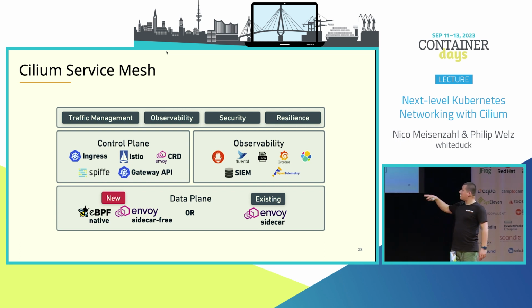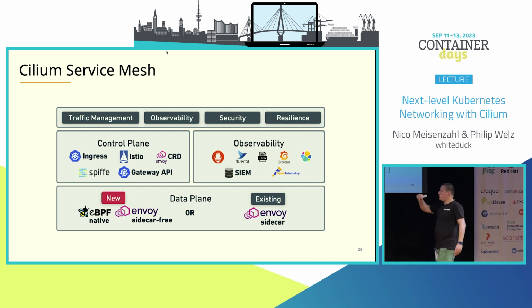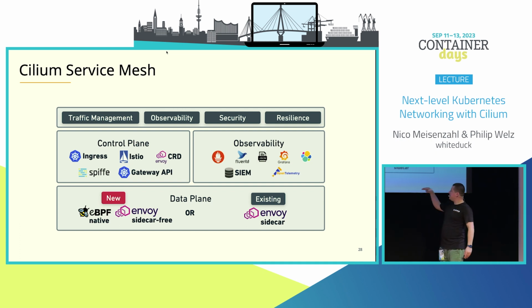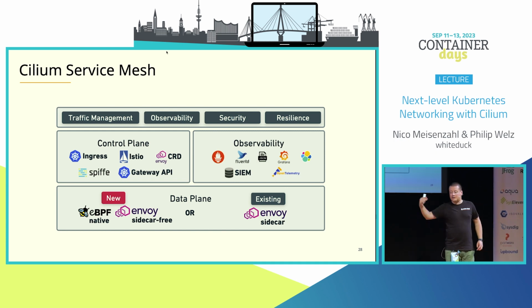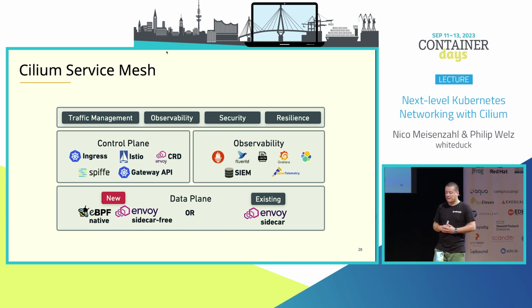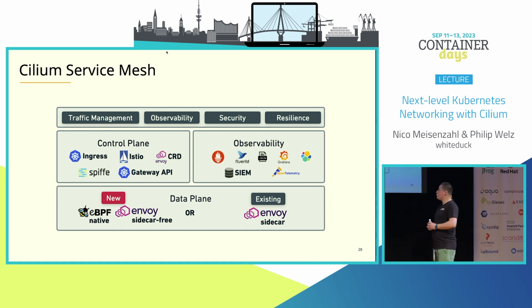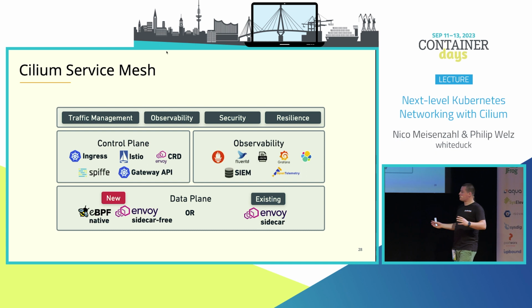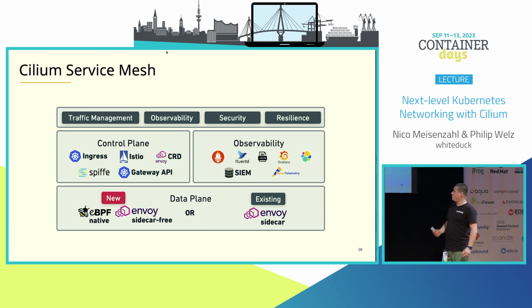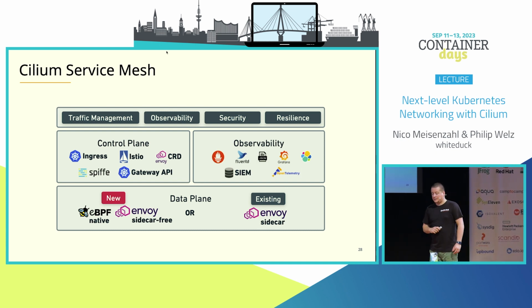So different options on the control plane, also on the data plane. Phil already talked about there's a new and an existing option. The existing option really relies on Envoy being added as a sidecar for layer 7 traffic. The new world, starting soon, really relies on a sidecar-free Envoy, so you have Envoy running in your cluster, which is used to route all layer 7 traffic. Everything else is eBPF native.